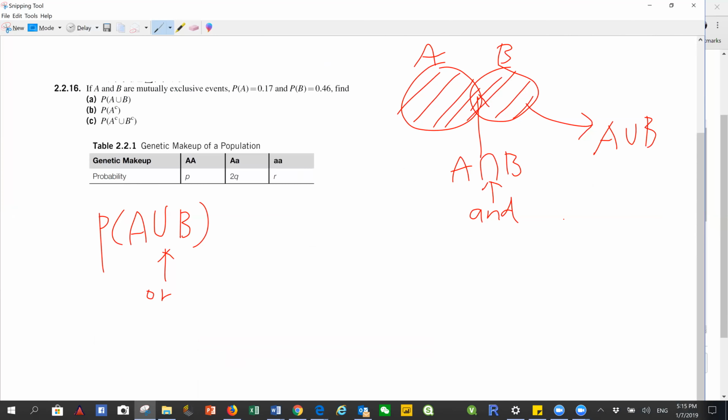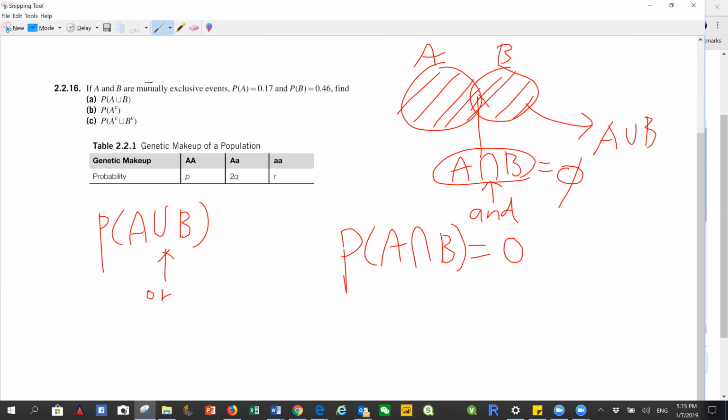If they are mutually exclusive, that means what? P(A and B) is what? 0. They don't have that intersection. That part is the empty set, and the probability is therefore 0. So that's easy. PA union B is just PA plus PB, because PA plus PB minus the probability of A and B, and A and B is empty. So the answer is obvious.